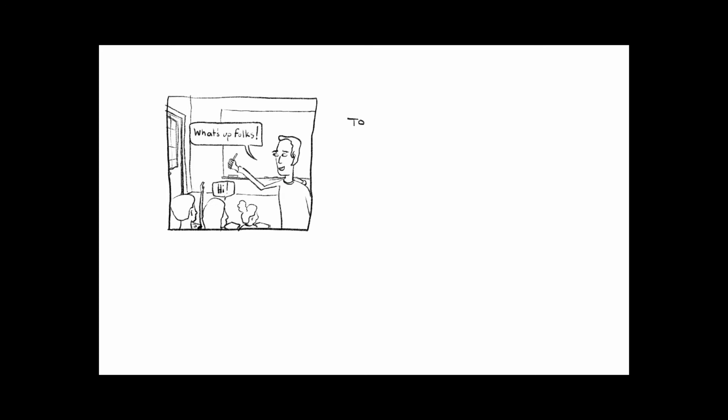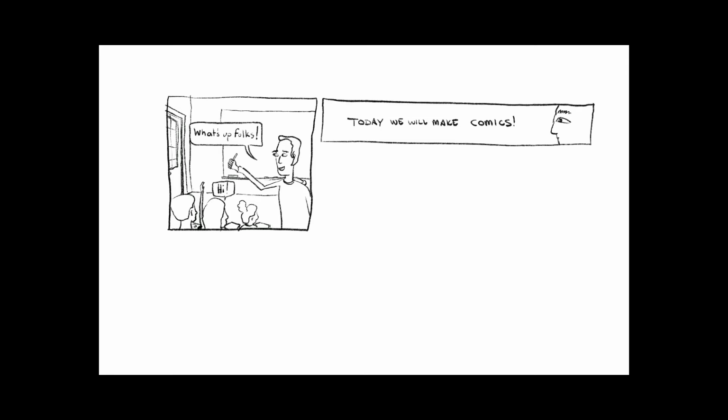Drew the chalkboard, and then I drew my second panel. I knew that I wanted to explain that we're going to be drawing comics. So I wrote, today we will make comics. And then I drew, again, a character, who's myself. I put a panel around it, and then I drew a speech bubble around it to let us know that he's speaking.